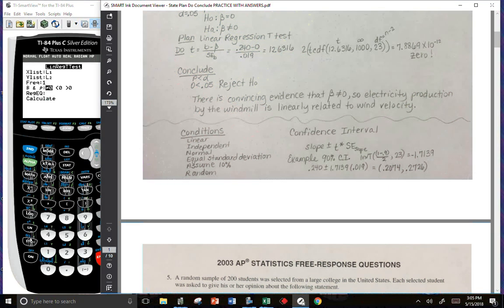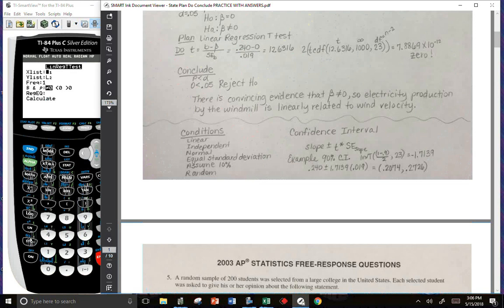Well, remember I said they weren't actually asking us to do a confidence interval, so I just made up an example. I'm like, what would we do if it was 90%? Okay. So if it was 90%, I would go second VARS, inverse T, right? It's inverse norm if you're looking for Z star. It's inverse T if you're looking for T star.